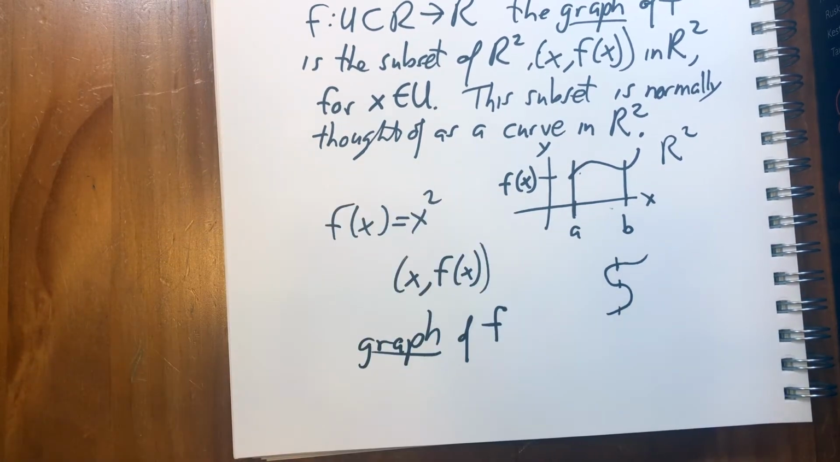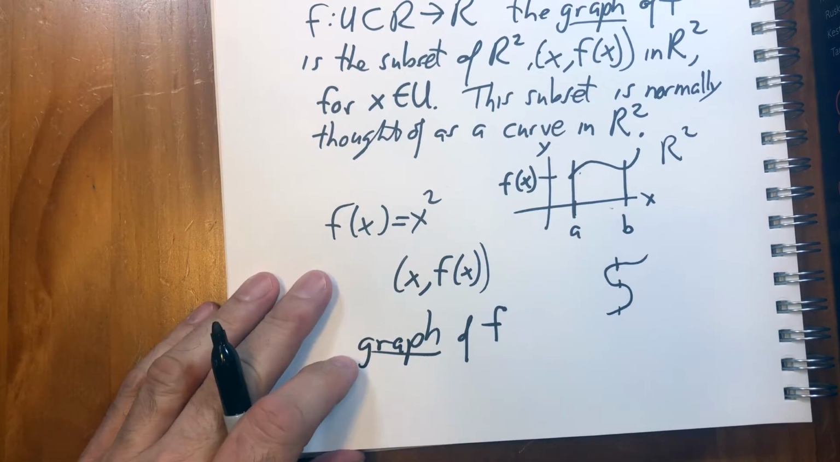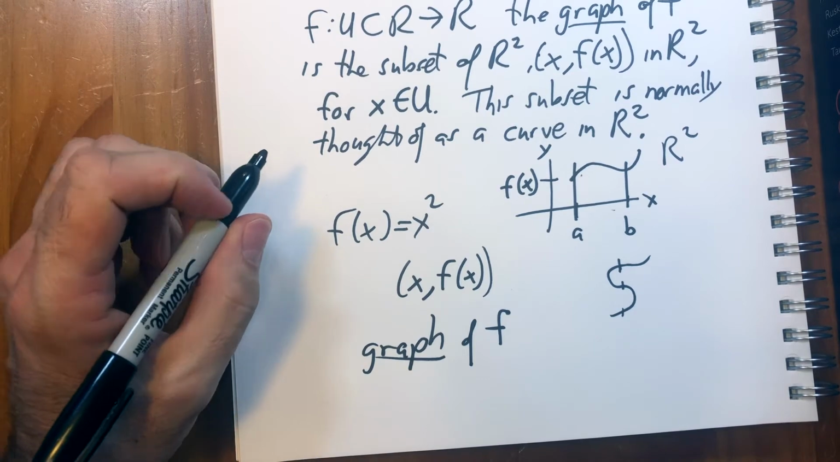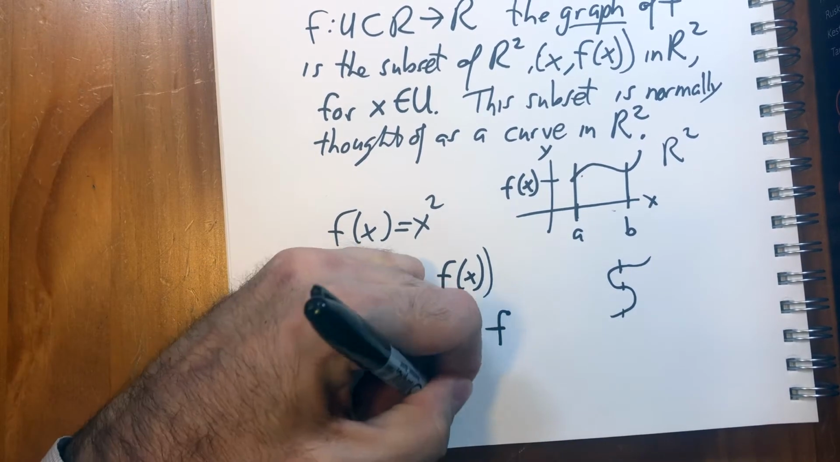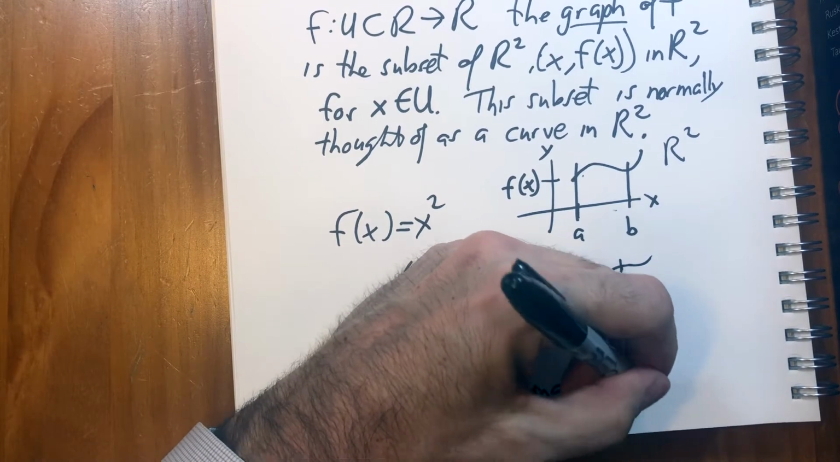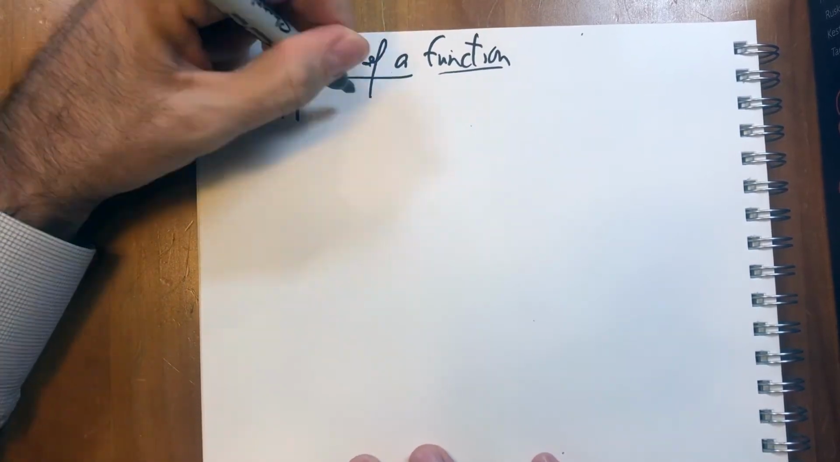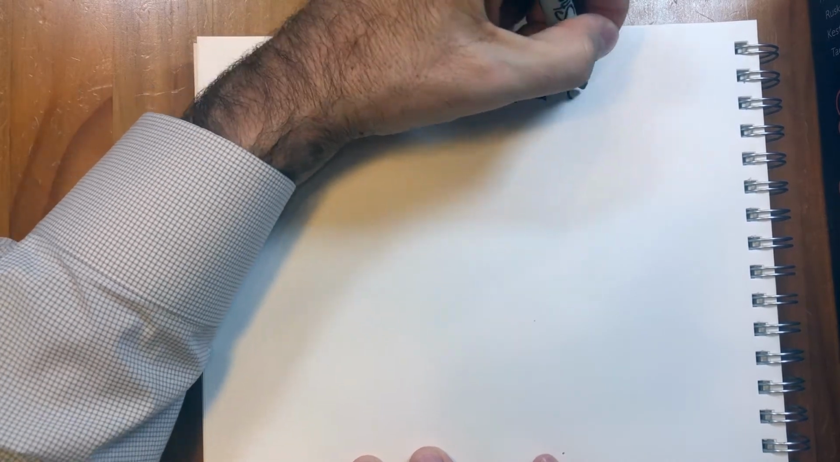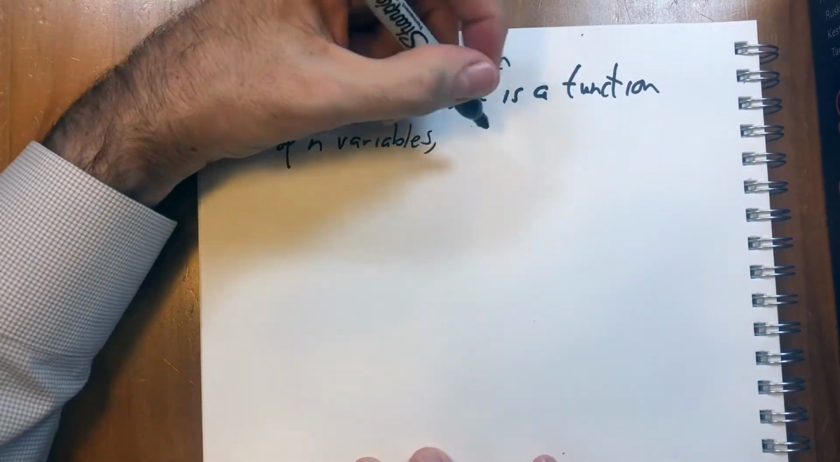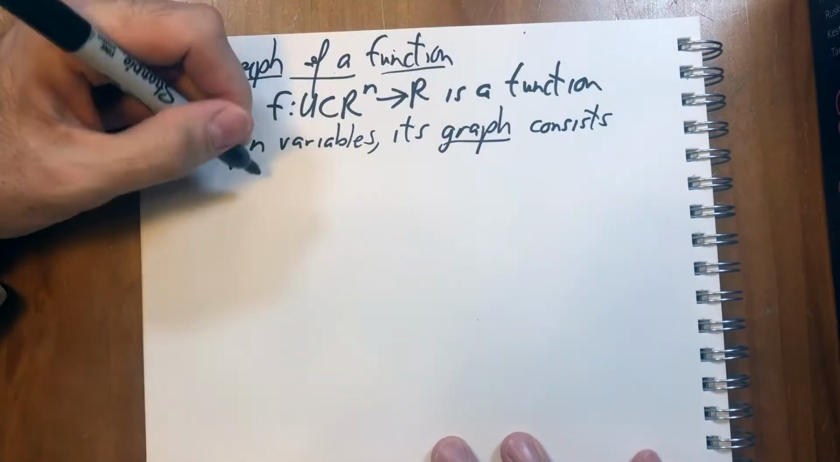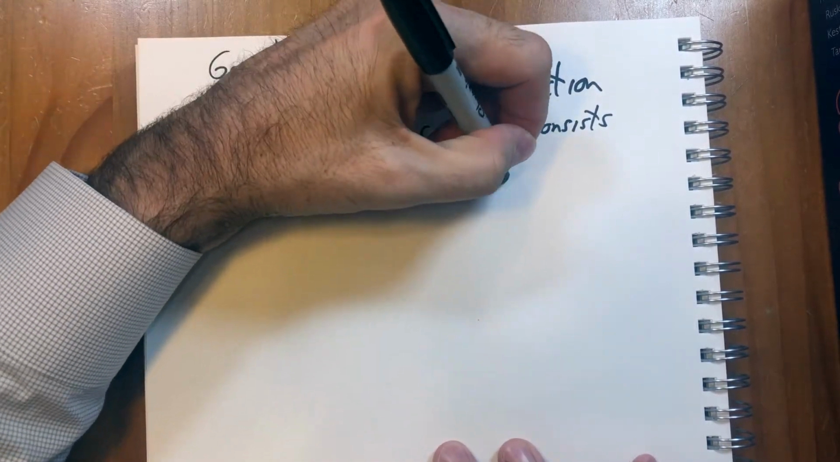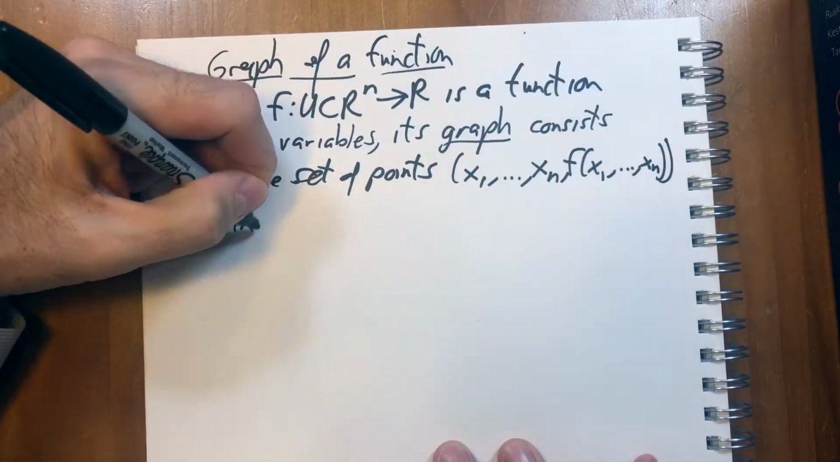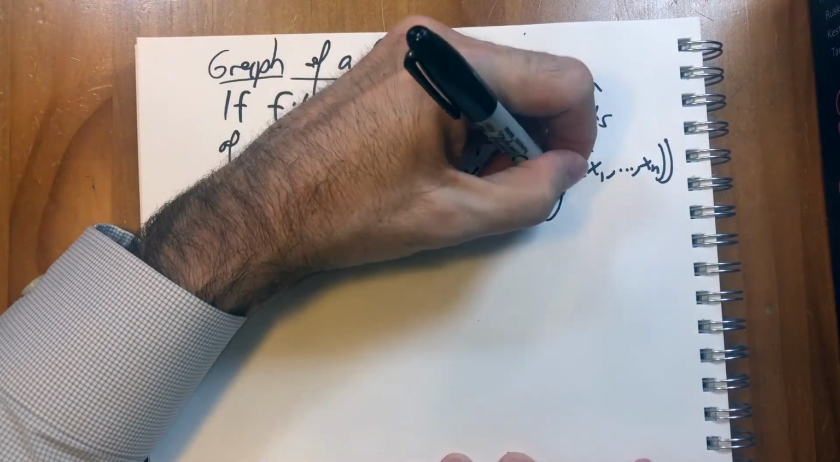of f. So to define the graph of a scalar function of several variables, we just extend this in the obvious way. The graph of a scalar function of n variables will just be a subset in n plus 1 dimensional space. Okay, so let's define that. So the graph of a function f from U, a subset of Rn, to R, is a function of n variables, then its graph consists of the set of points x1 to xn, comma, f of x1 to xn in R to the n plus 1 for x1 to xn in U.